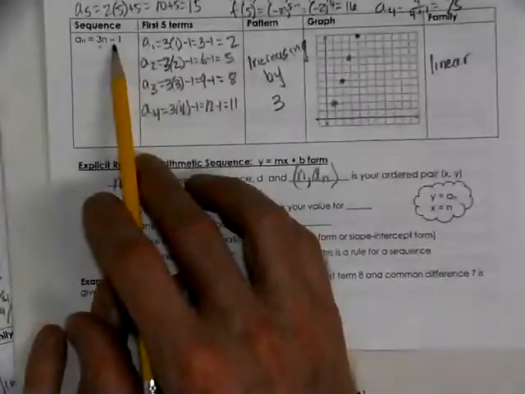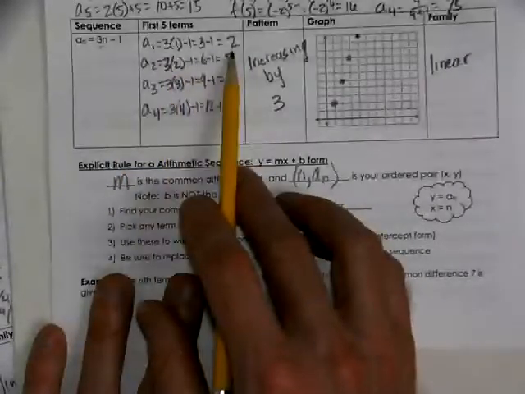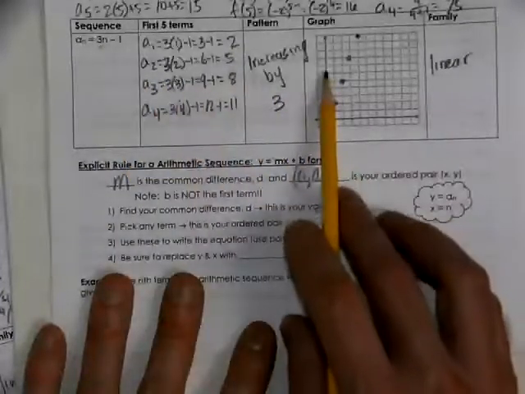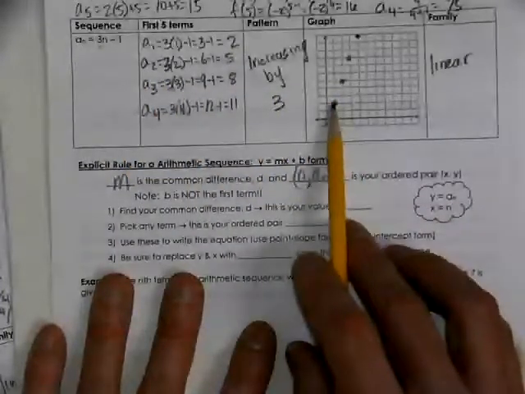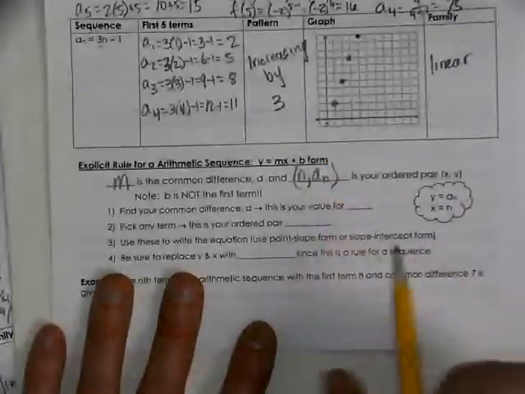So here we had -1. That was not the first term. That's not what we got when we plugged in 1. It's what you get when you plug in 0. It's what you get on the y-axis. The slope of 3 would put you down here at -1.